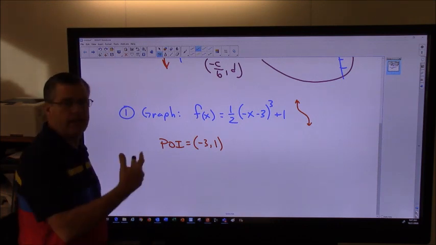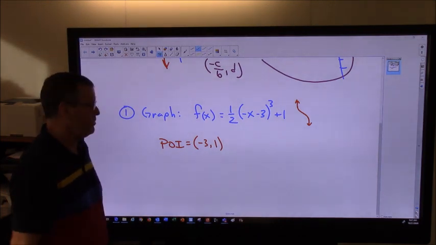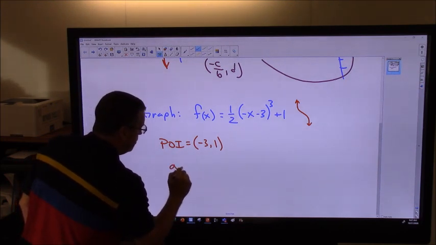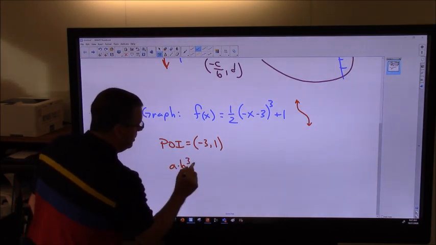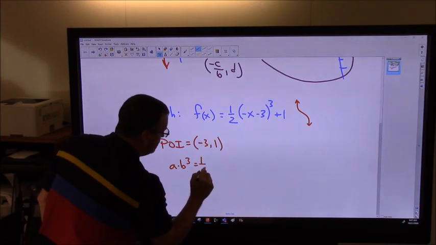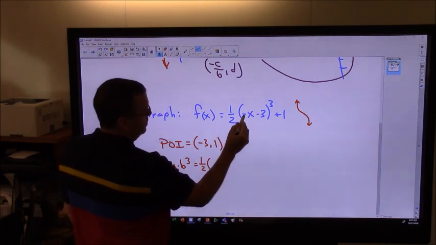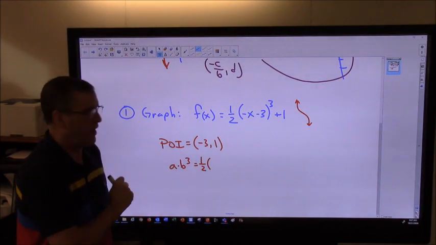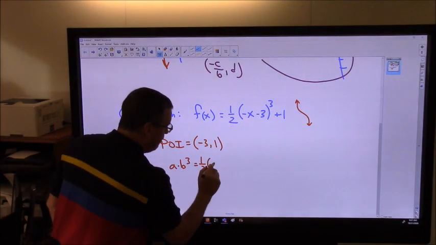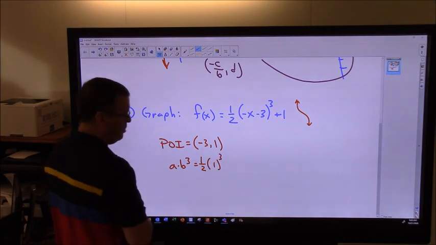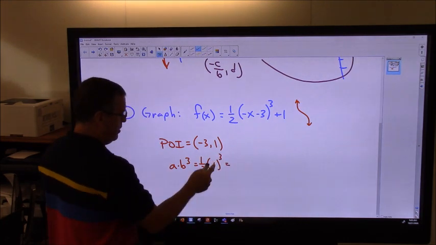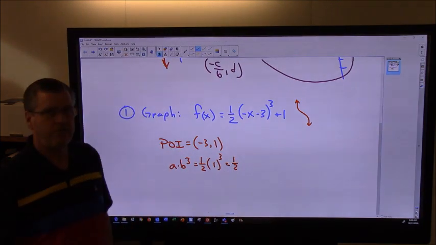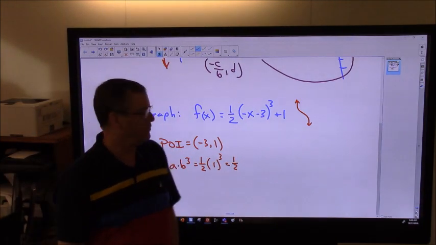I just need to decide more or less than what's normal. So if I do a times b cubed, that's going to be 1/2 times, I don't care about the negative signs right now. I already know what that does. It flips it across the y-axis. So I'm just thinking my b value is a 1 cubed, then 1 times 1/2 is 1/2. So I'm going to do half as much as what's normal.